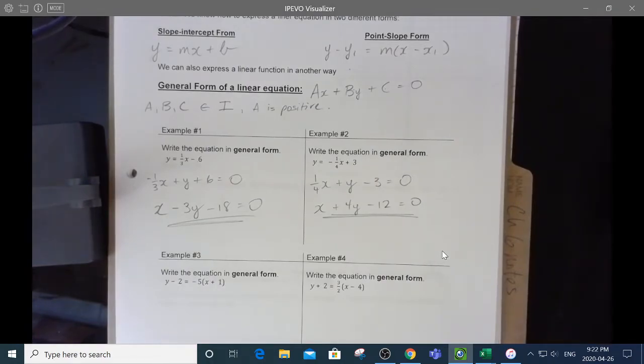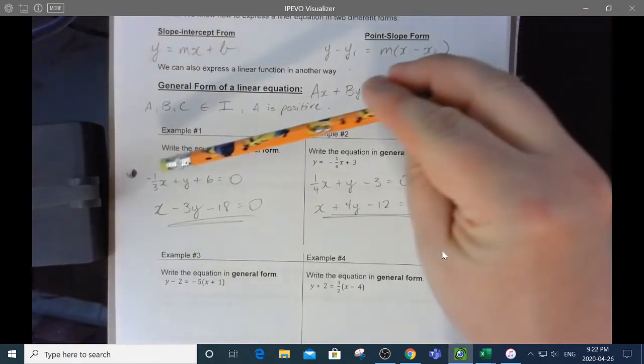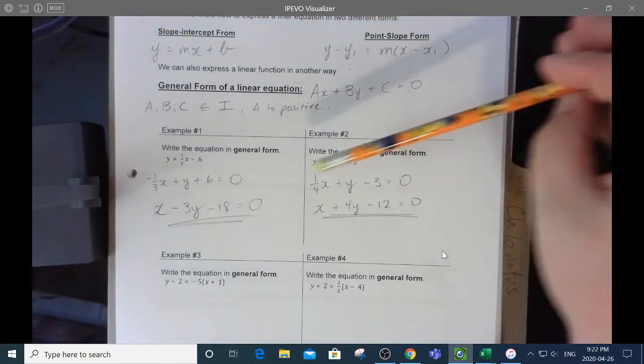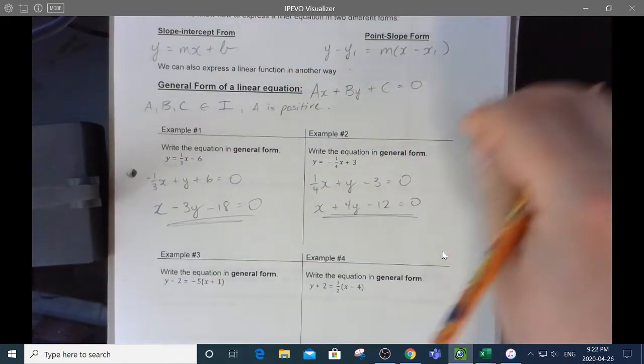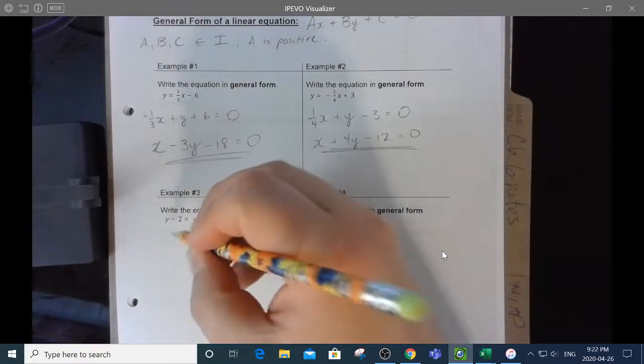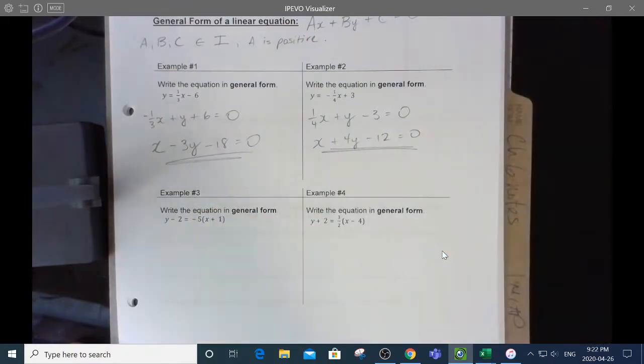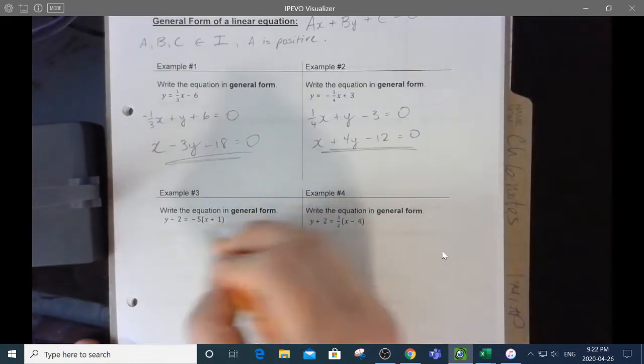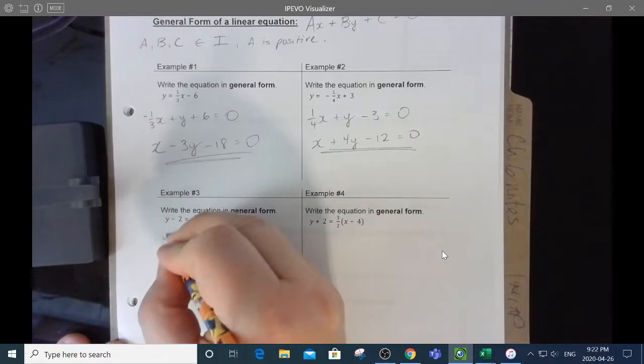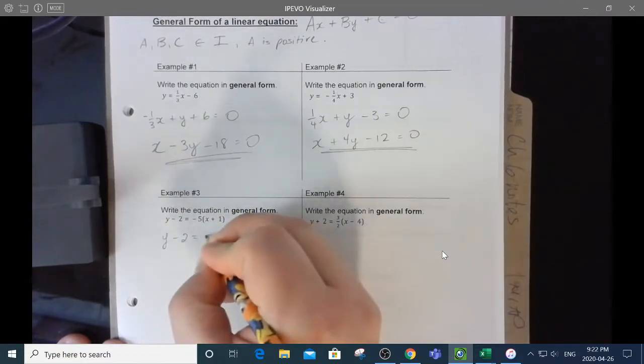All right, so that's how I go from slope y-intercept to general form. Now let's try going from point slope to general form. This one takes a little more work because I've got this extra step of a bracket that I have to deal with. Well, you should have learned in grade 8 that you can get rid of a bracket in algebra by doing what's called the distributive property.